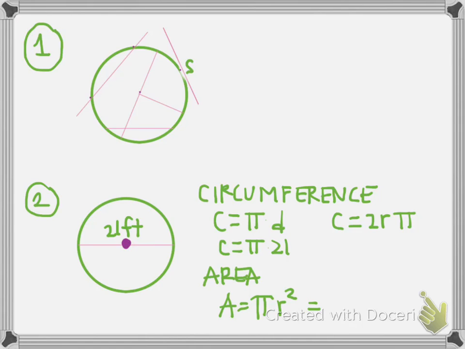So I would have to find my radius. So my radius would be what? Half of 21. So this would be pi times 21 over 2 squared. Okay?